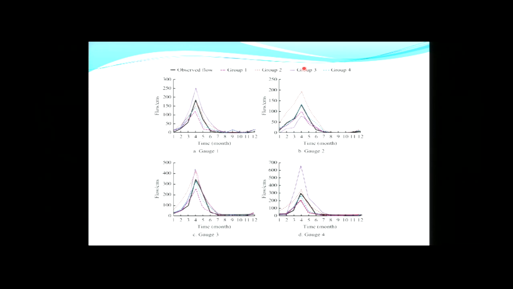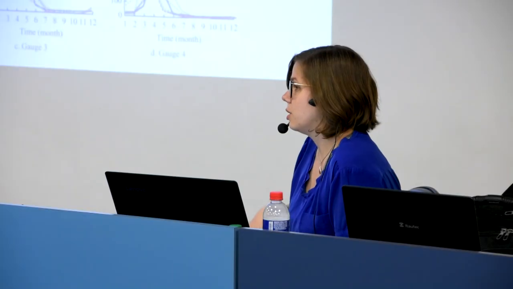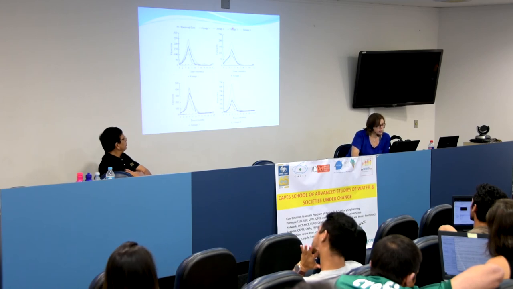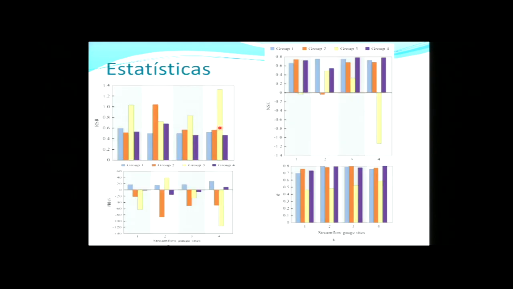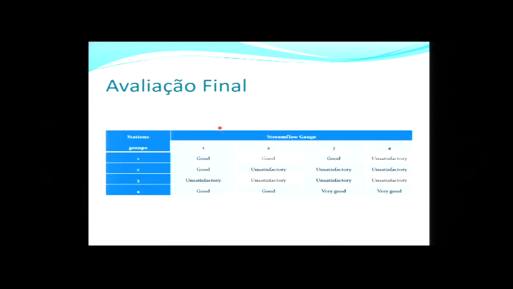What we found is that it was overestimating precipitation in most of the region, actually. And then group 4 was the one that performed better overall. That's the one that we used with the local rain gauges and the global database for the weather input. I think that's the main point.